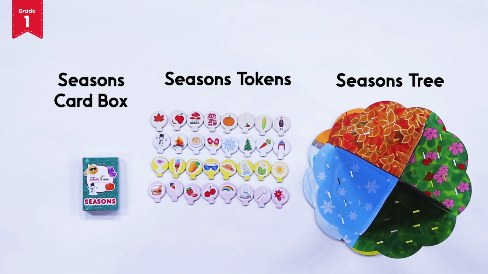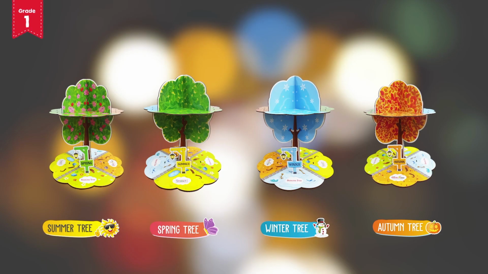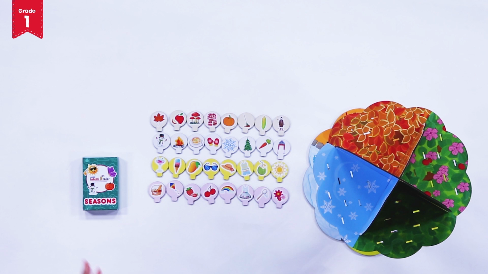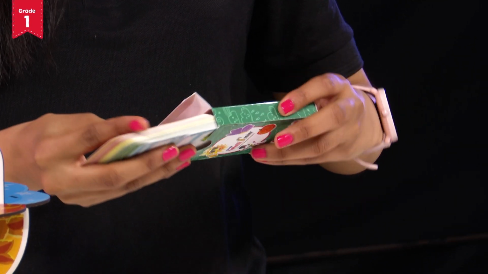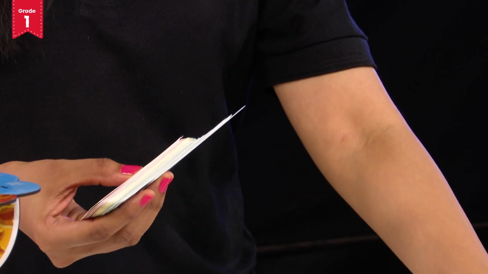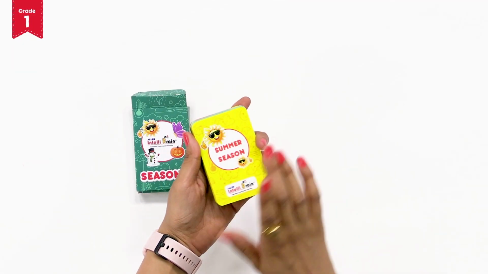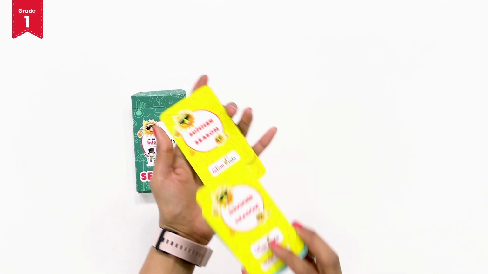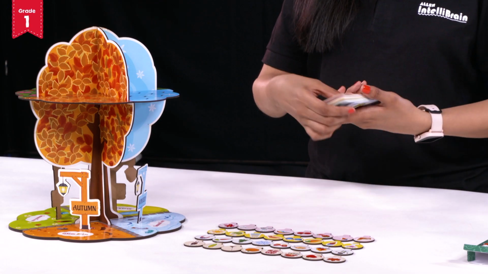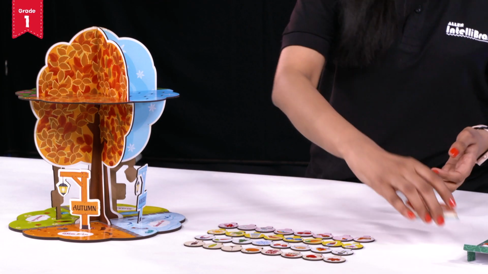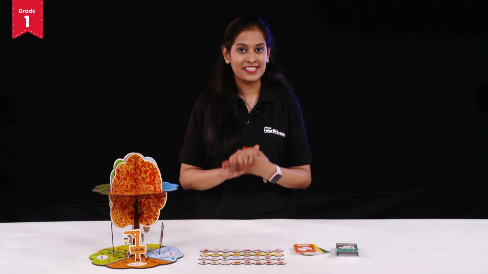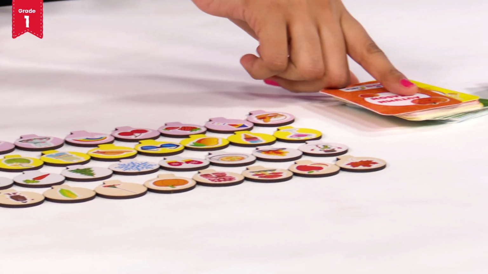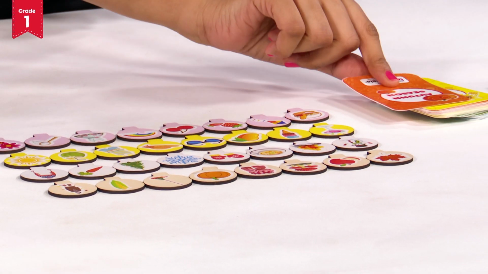For this, you will need your seasons card box, seasons tokens, and your beautiful seasons tree. First, take your seasons card box and take out the cards from it. And remember to shuffle the cards once you take them out. Evenly spread all the cards on your table. Do you know what you have to do next? Next, you have to pick a card from the deck of cards.